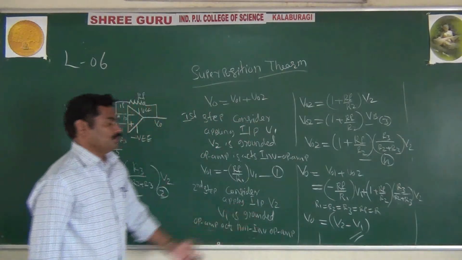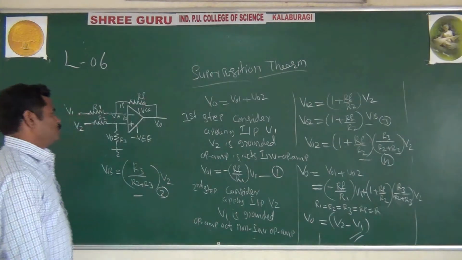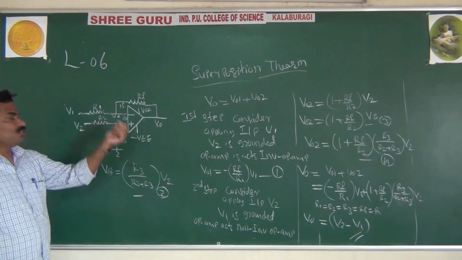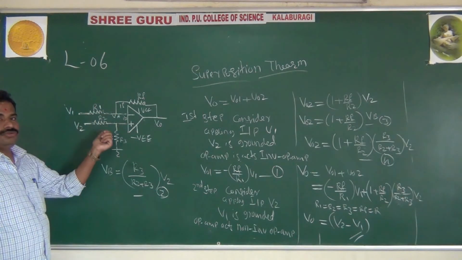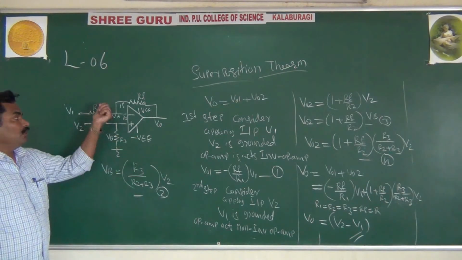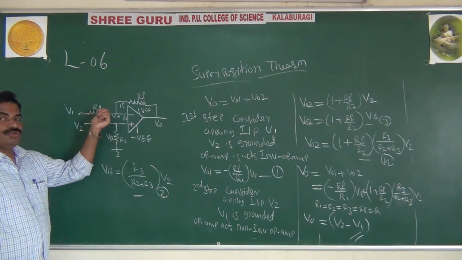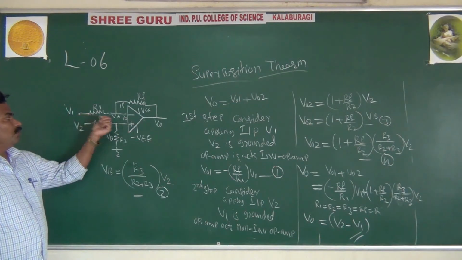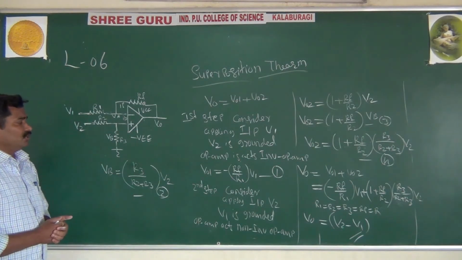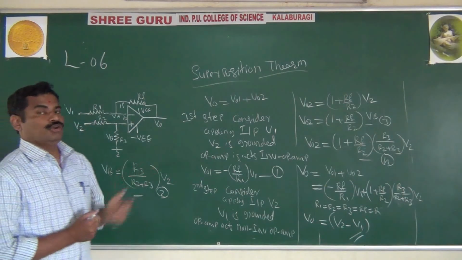This is about the simple verification of our op-amp used as a subtractor. Very simple, as I said, we are considering the two inputs. What is the subtractor or difference amplifier? The output voltage is proportional to the difference of these two inputs. You have to apply one input to the inverting terminal and connect another input to the non-inverting terminal. And as I said already, if you apply both the inputs simultaneously, it is not easy to find the output.